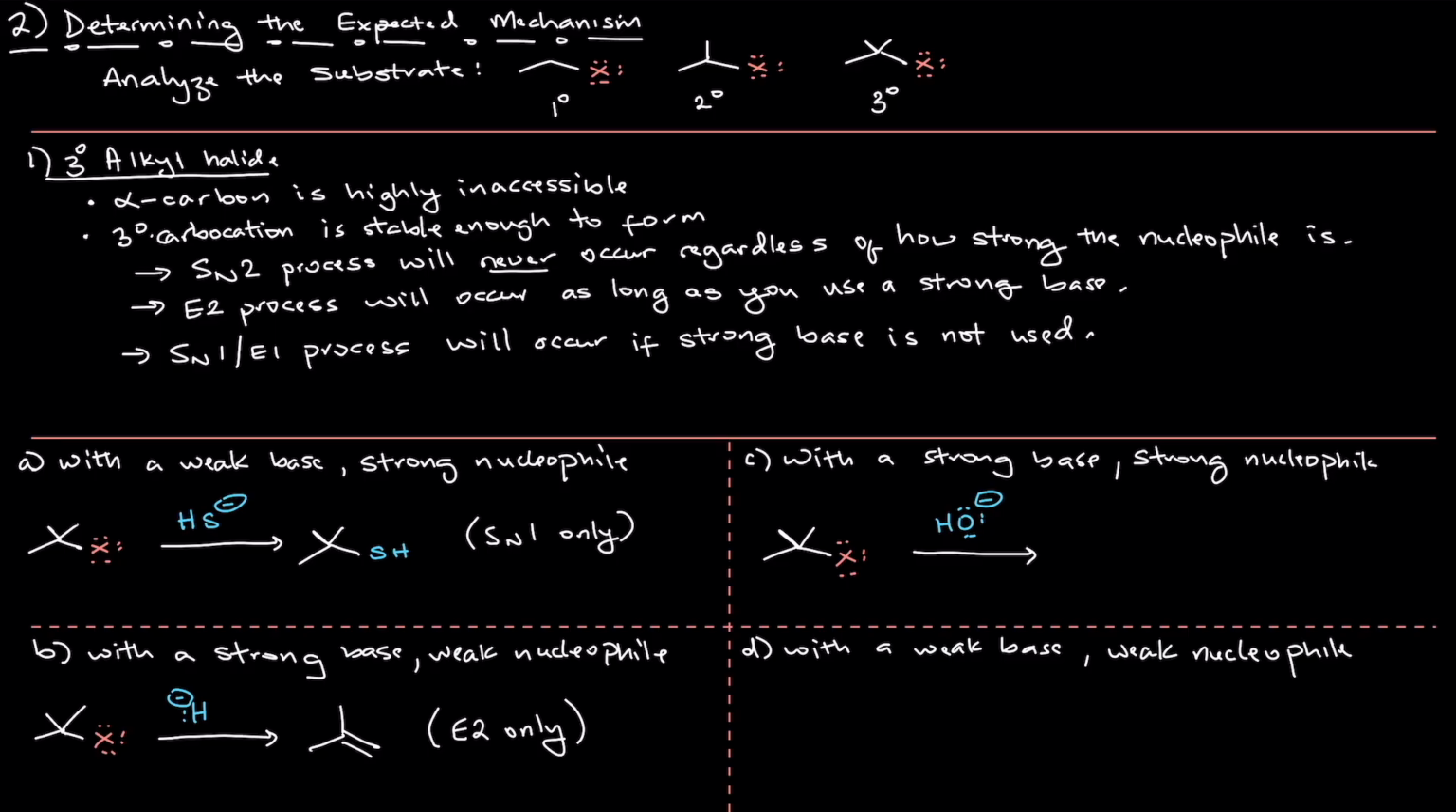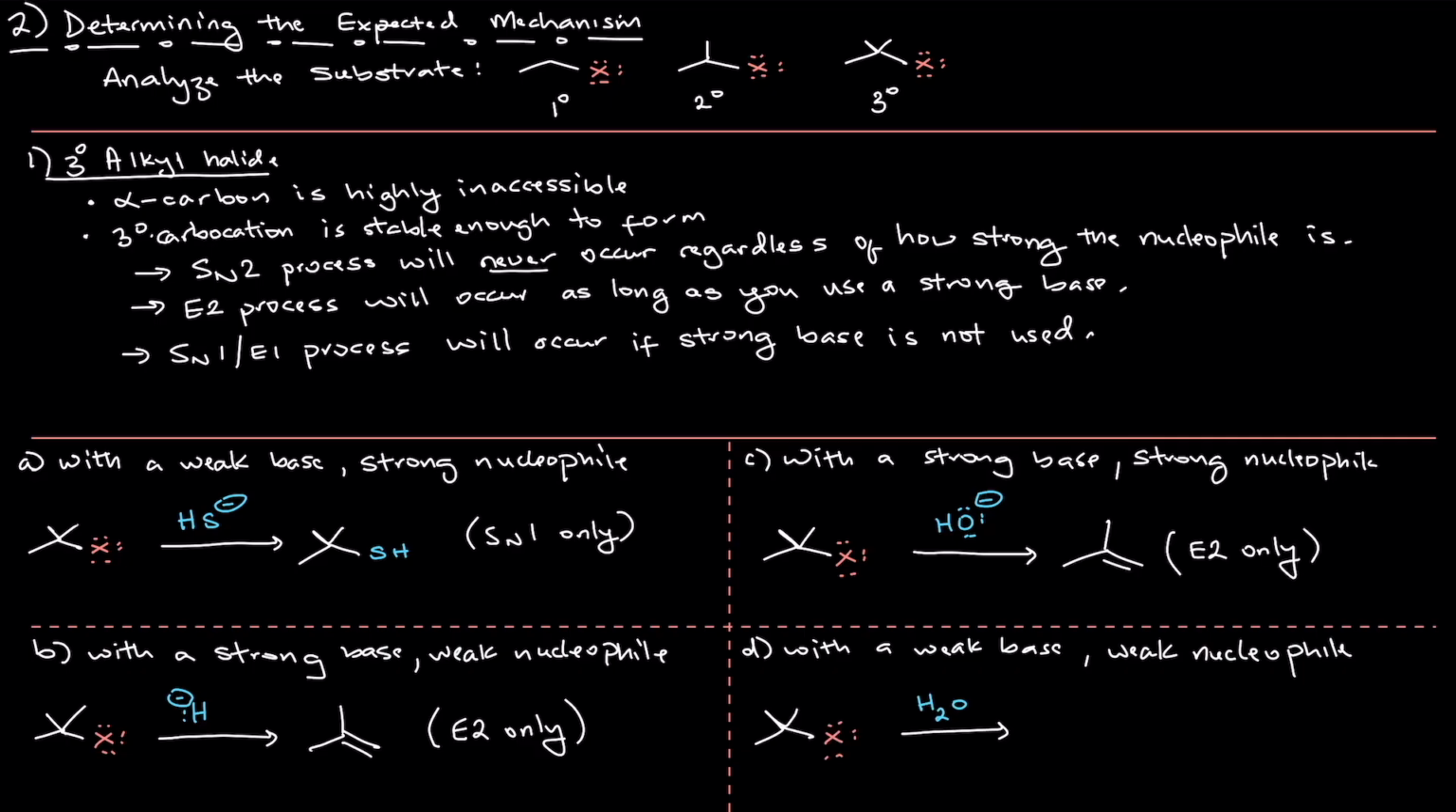React your tertiary alkyl halide now with a strong base and a strong nucleophile like your hydroxide. Remember that you can't ever do an SN2 because of that really inaccessible alpha carbon, and you have a strong base, so it's not going to wait for the carbocation to form. It's going to go through an E2 process once again to form your alkene.